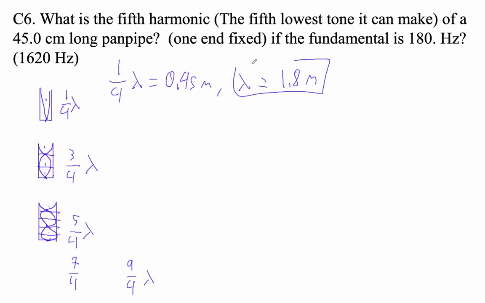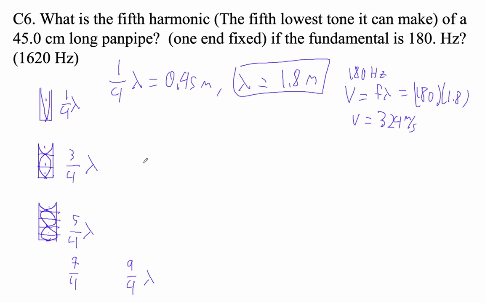Okay, so that's our wavelength, right? We know that the fundamental is 180 hertz. So the wave speed in this pipe, which isn't going to change, all these have the same wave speed, is going to be frequency times wavelength, right? So it's going to be 180 times 1.8. Dyslexics beware. So this is 324 meters per second. So that's the speed of the waves, right?